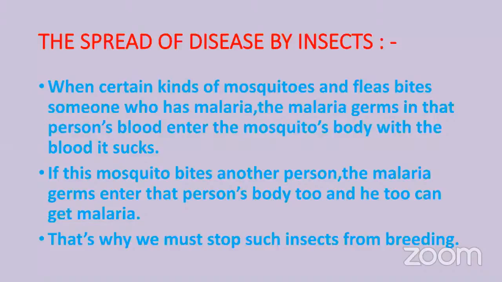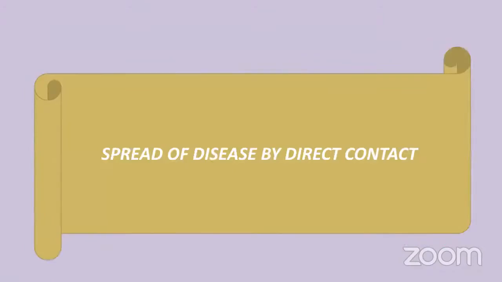So how do we stop such insects from breeding? We should keep our surroundings clean. Okay. In that way, don't allow insects like mosquitoes in the house. And this malaria disease is caused by the female Anopheles mosquito. If the female Anopheles mosquito bites a human being, then we suffer from malaria disease.